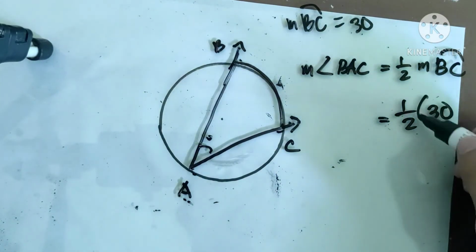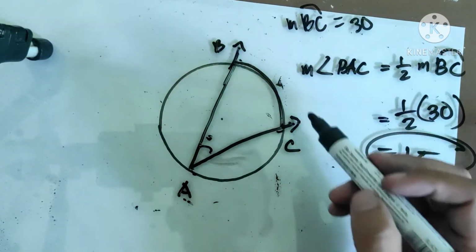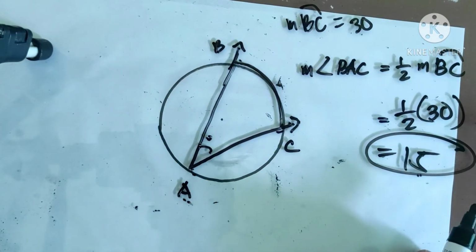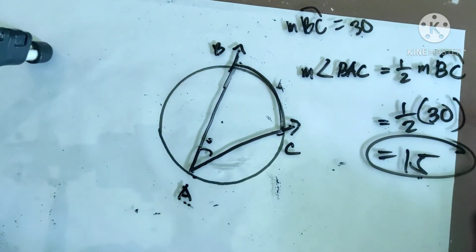Okay? So, 1/2 times 30, that is equal to 15. Meaning, our measurement of our angle BAC is equal to 15. Okay.